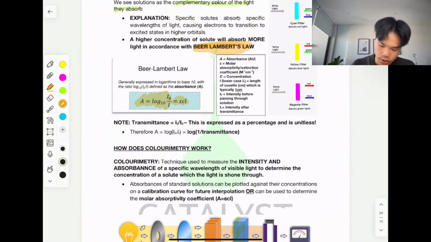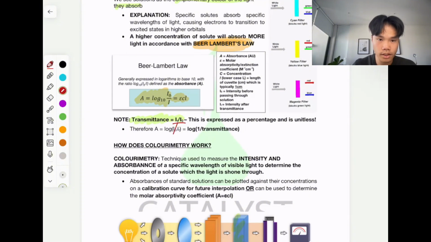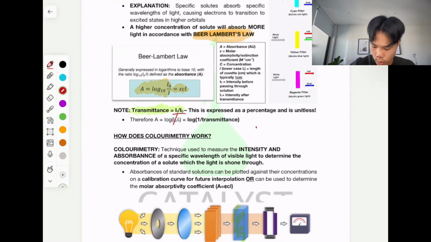It should also be noted that we have another measure called transmittance, which is different to absorbance. And transmittance is simply the intensity that was transmitted divided by the intensity that was initially shone through. And you may also see that therefore absorbance is equal to the log of 1 on transmittance.